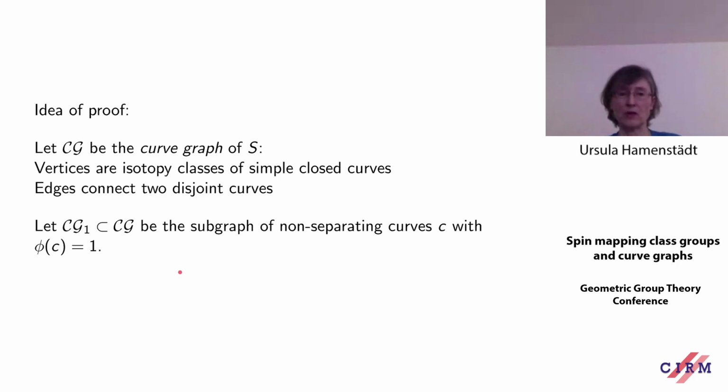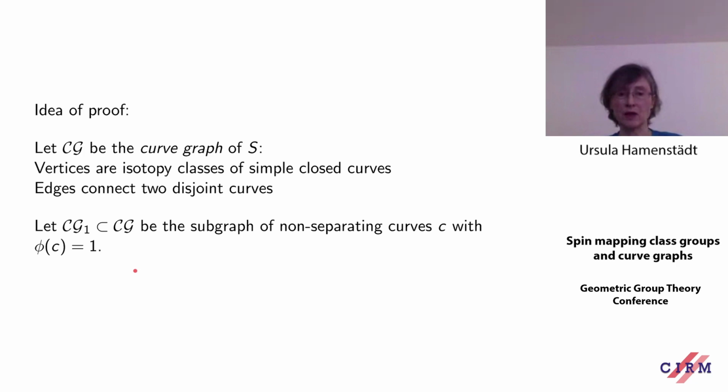Now, what we want to do is relate the spin structure to curves. And for that purpose, we look at the subgraph of the curve graph whose vertices are non-separating curves, and we also want that phi evaluated on such a non-separating curve is equal to 1. So why is this a good way of defining a graph? Simply because phi of c equal to 1 means that if we cut the surface open along c, then we see a surface with two boundary components. And now phi of c equal to 1 on the boundary components means that we can attach a disk to each of these boundary components.